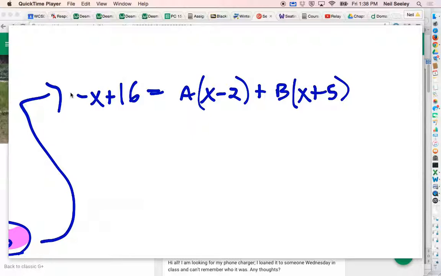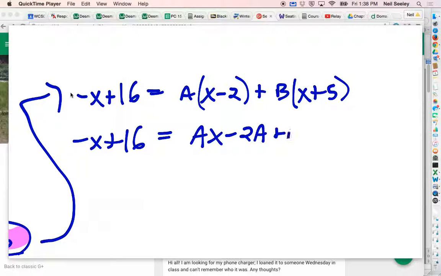So when you add those fractions, set the numerators equal. Now we're going to do what kind of comes naturally. I have numbers outside parentheses. You distribute them. Okay, so we'll distribute those. We're going to find out what A and B are, but first let's just do the stuff that comes naturally. Okay, bx plus 5b.